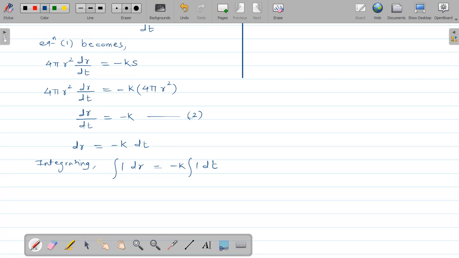Okay, so on integrating, what will you get? We get the general solution, that is r is equal to, because the integration of 1 with respect to r is r, and minus k into integration of 1 dt is t, plus constant. So this is the general solution. After getting this equation number 2, that is the differential equation in terms of r and t, and then integrating that by using variable separable form, we get the general solution.